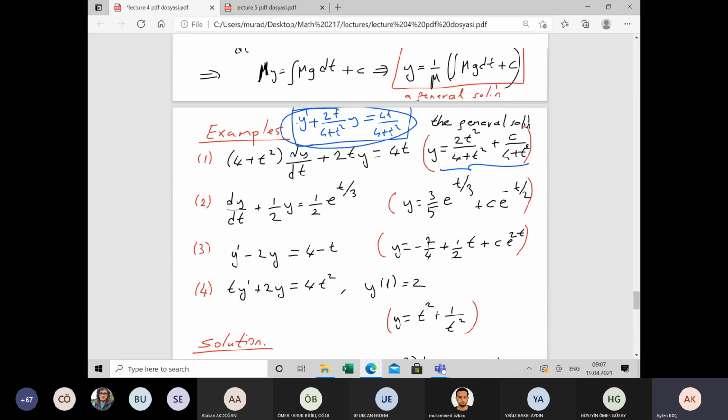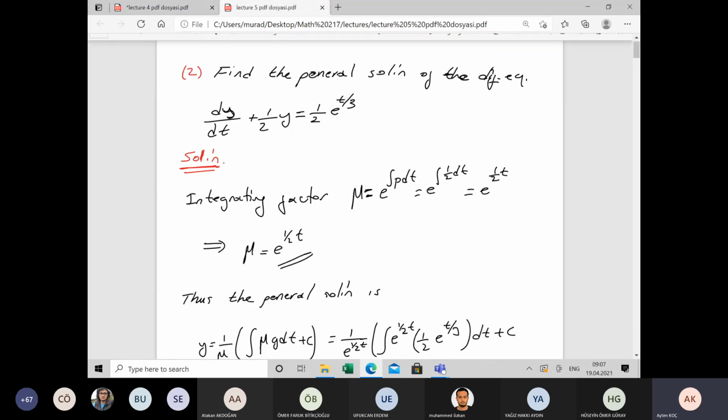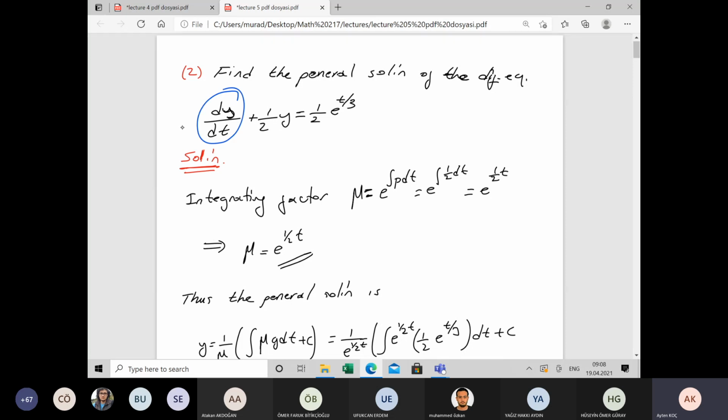Let's come back to our examples. For example, find the general solution of this differential equation. First of all, identify this differential equation. This one is a first order differential equation. Yes, this one is linear. The coefficient of y prime, the coefficient of y, and the right hand side are functions of t. So this is a first order linear differential equation.